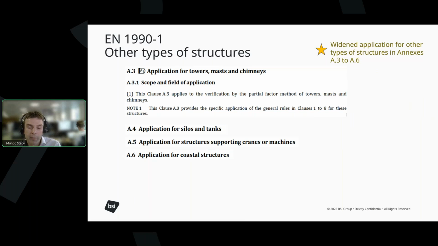There will be some new content for other types of structures, particularly towers, masts, chimneys, silos and tanks, crane supporting structures and coastal structures. Those will come out in new annexes A3 to A6. The content in the National Annex will follow on. It's not present in the draft that is currently out for draft for public comment.